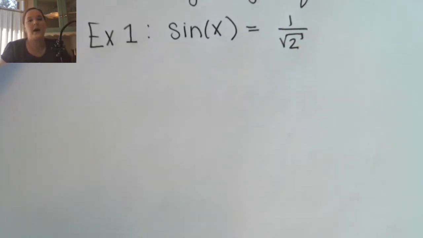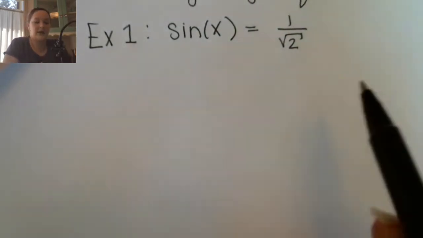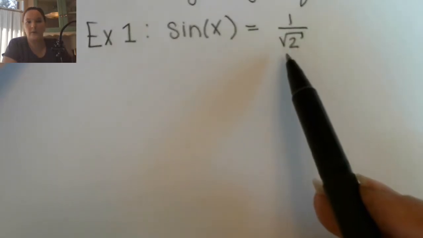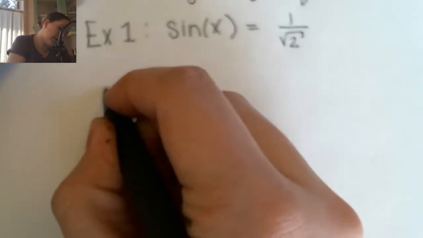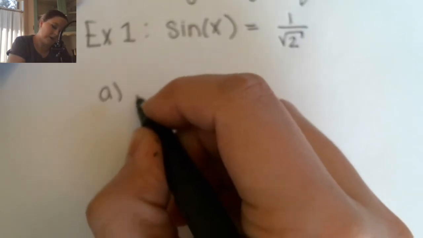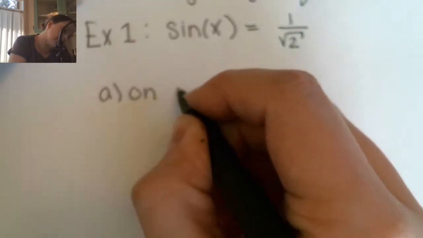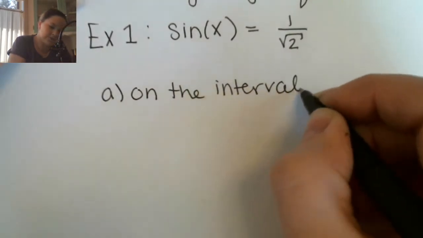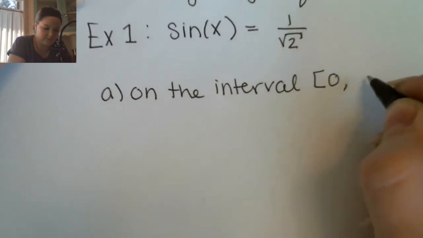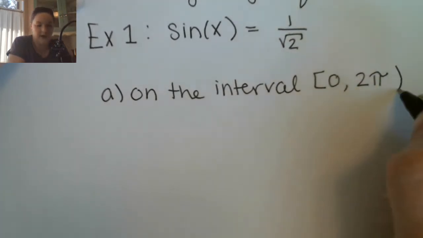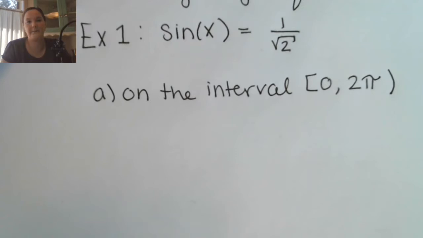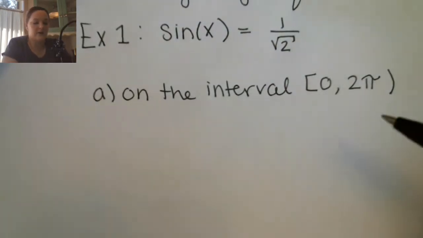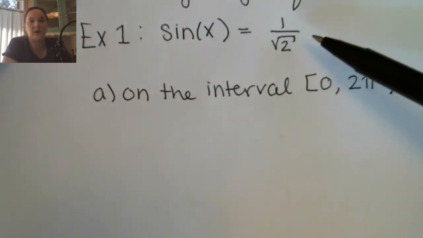I want to think of any angles that have 1 over root 2. For part A, we're just talking about angles between 0 and 2 pi. The way that I do this is first I try to determine which triangle I'm talking about, or if this is a quadrantal angle.